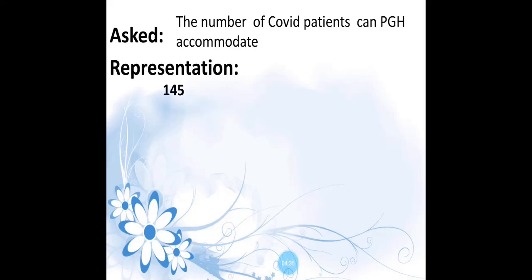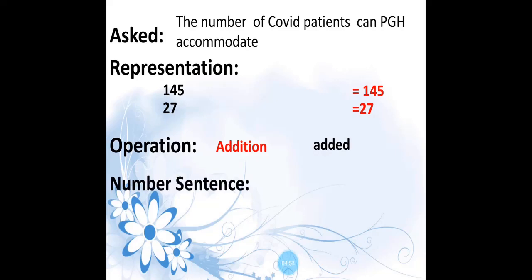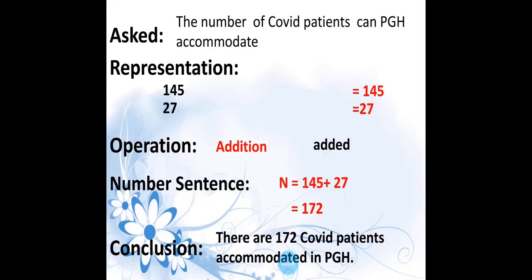Next representation, we have 145 and 27 new cases, right? So, the operation will be addition because of the word added. Next, what will be the number sentence? That would be n is equal to 145 plus 27, the answer is 172. Therefore, our conclusion will be there are 172 COVID patients accommodated in PGH. Is that clear? Okay, next.